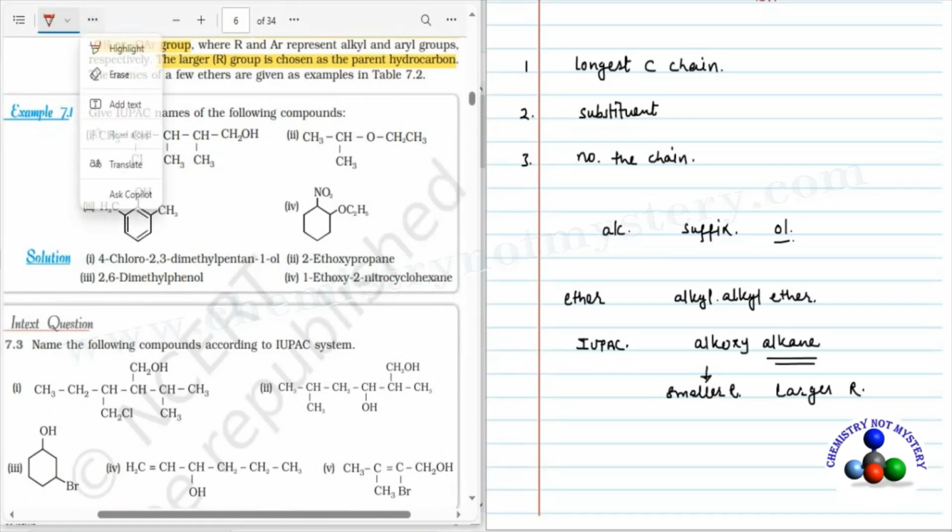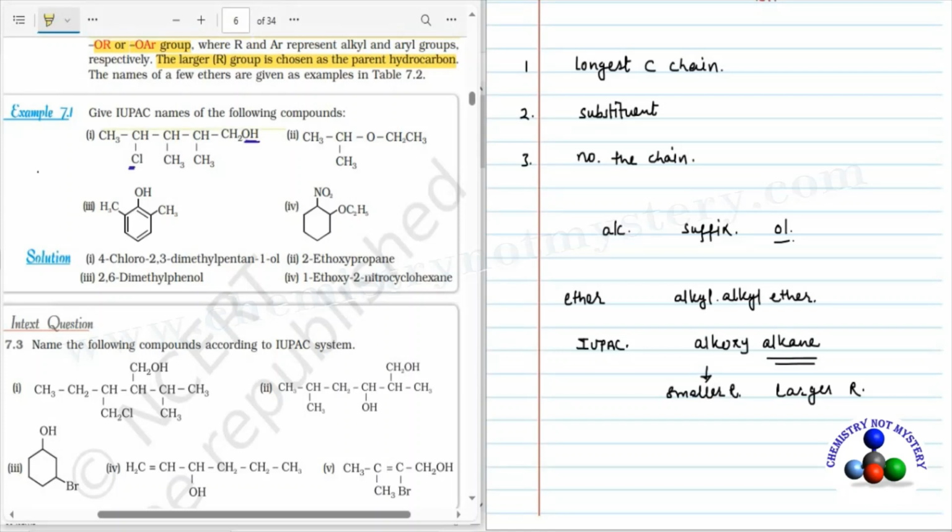Now let's try to solve these questions. Give the IUPAC name of the following compounds. So here first of all identify which are the functional groups. Here OH is there and one Cl is also there. But OH gets preference over Cl. So OH is the main functional group and Cl will be considered as a substituent.